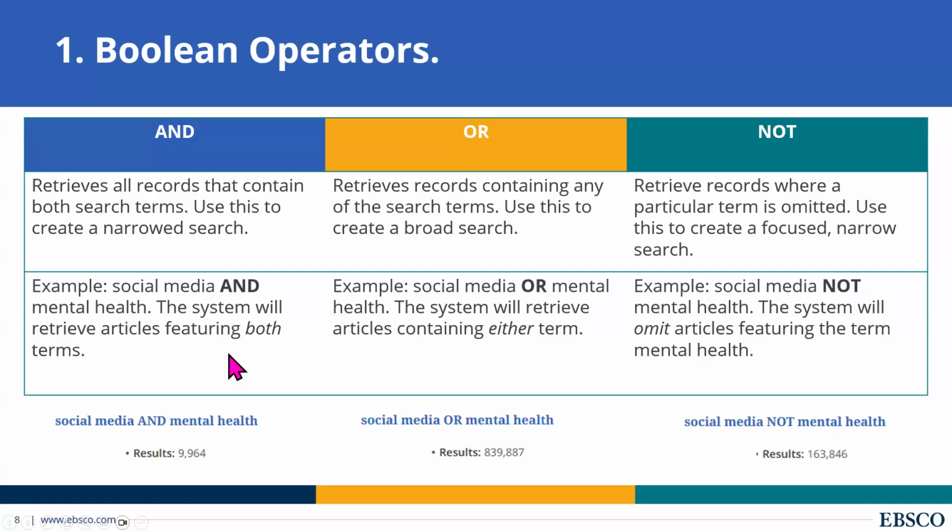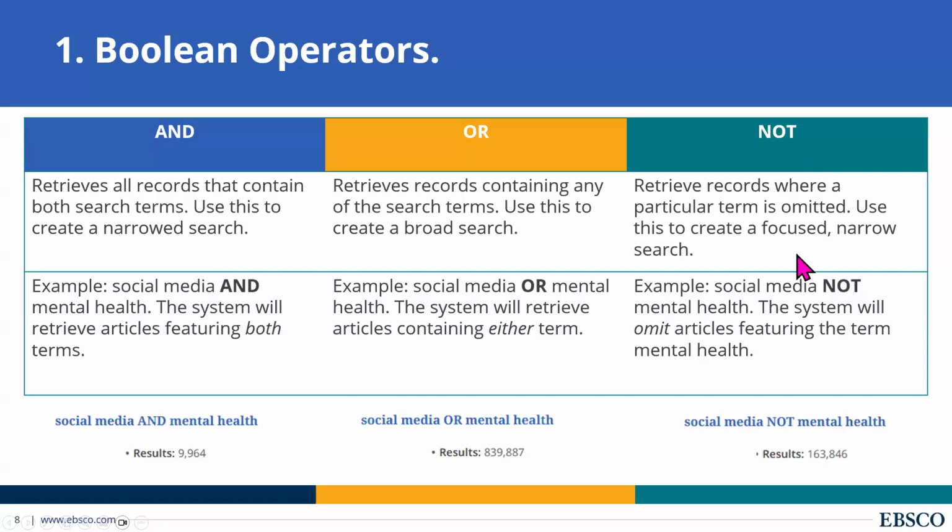The AND operator is used to create a narrowed search. So if I was to search for social media and mental health, the system will find articles that feature both of those search terms. And you can see my example search down here and the number of results I have received. The OR Boolean operator can be used to create a broad search, and it will look for any or either of your keywords. In this case, I've typed in social media or mental health. So I'll be finding articles about social media as well as articles about mental health. And just note my results. They're a lot broader than my AND search. The other Boolean operator we have is the NOT.